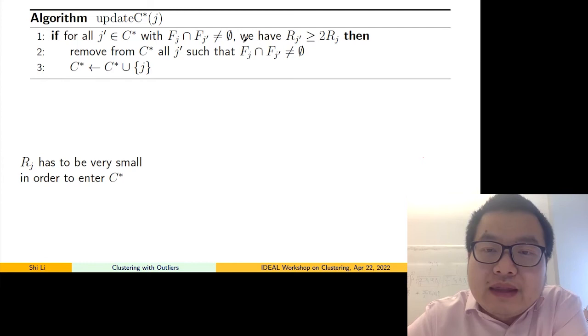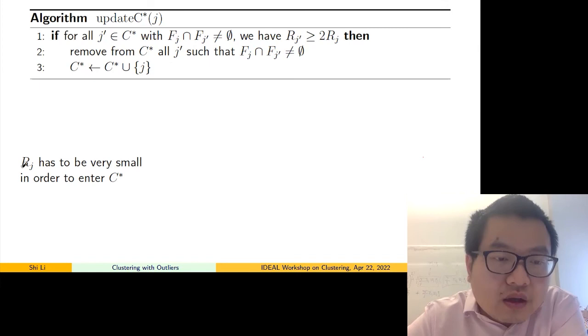And if for all those clients J prime, the radius of Fj prime, so Rj prime, is at least 2 times Rj, so they are all very big compared to Rj, then we will add J to C star, and at the same time remove all the overlapping balls from C star. So all those J prime where Fj intersects Fj prime is not empty, we remove all those clients. So in other words, the Rj has to be very small in order for J to enter C star.